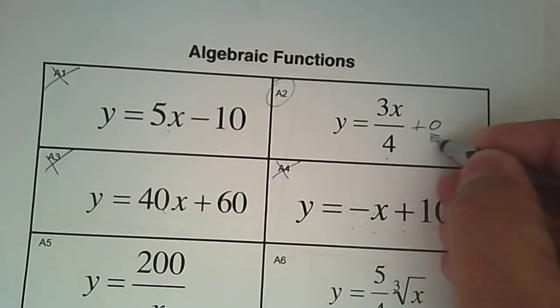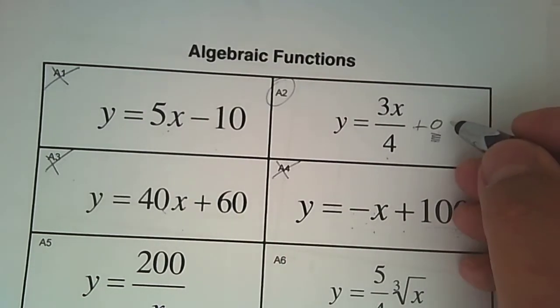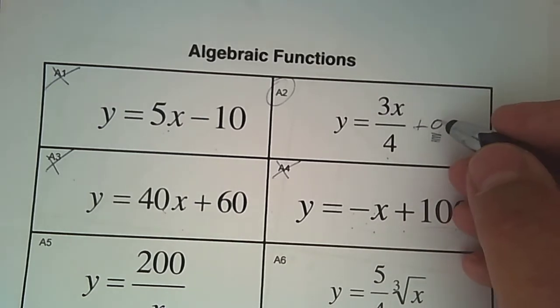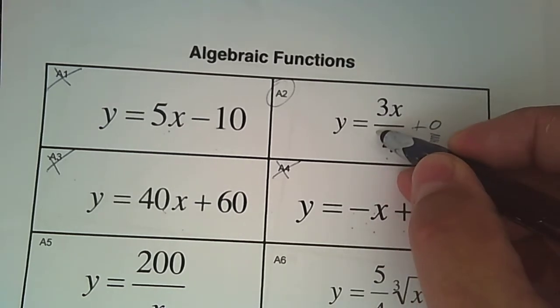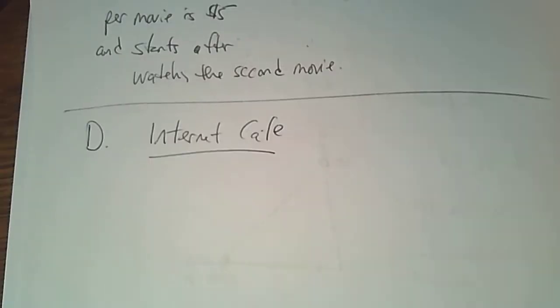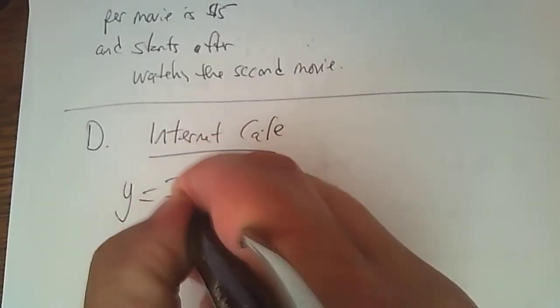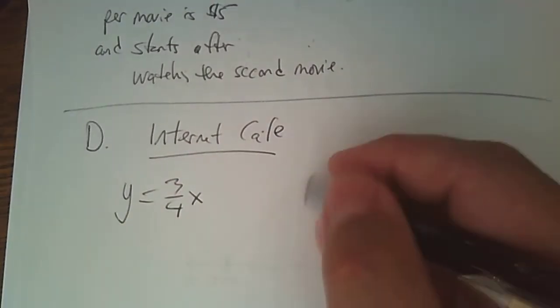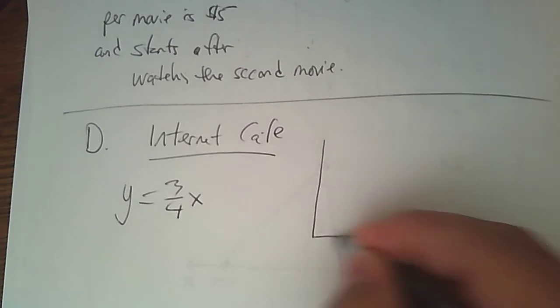Notice the y-intercept again is 0. So that means at the beginning it would cost 0. 0 minutes means 0 cost. And then this gives me the rate that it increases by. So the equation we're looking at is y equals 3/4 x. So that's what I'm going to graph, only in the first quadrant.